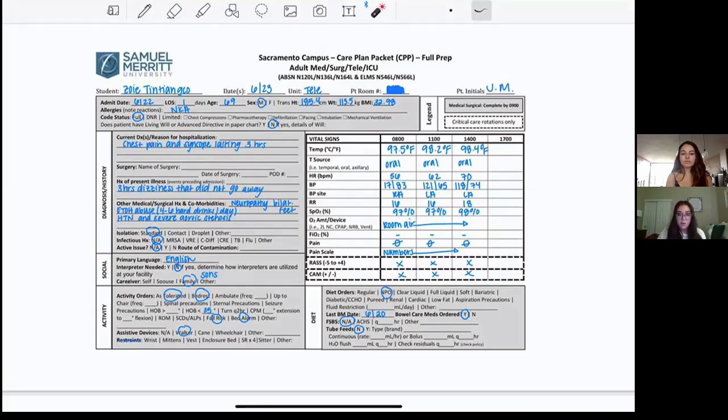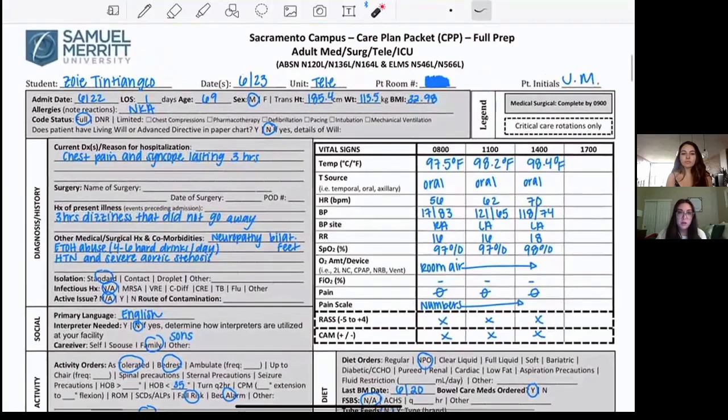So at the top here, you put your name, the date that you were taking care of the patient, the unit, the patient's room, and then their initials. You just want to put their initials. You don't want to put any information that would be a HIPAA violation.